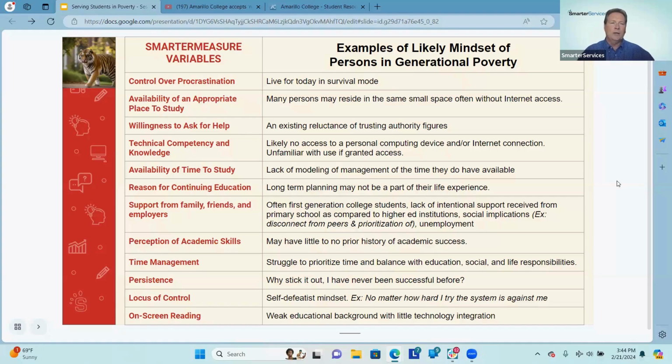So what does that look like? Well, how about control over procrastination? Persons living in generational poverty very often are prone to procrastinate. Why? Because their mindset is survival. They're worried about today. So something that could be put off till tomorrow very likely will be put off till tomorrow. That's their mindset. We're not saying they're a bad person. We're saying the culture, the norms that they've been raised in kind of promote procrastination.